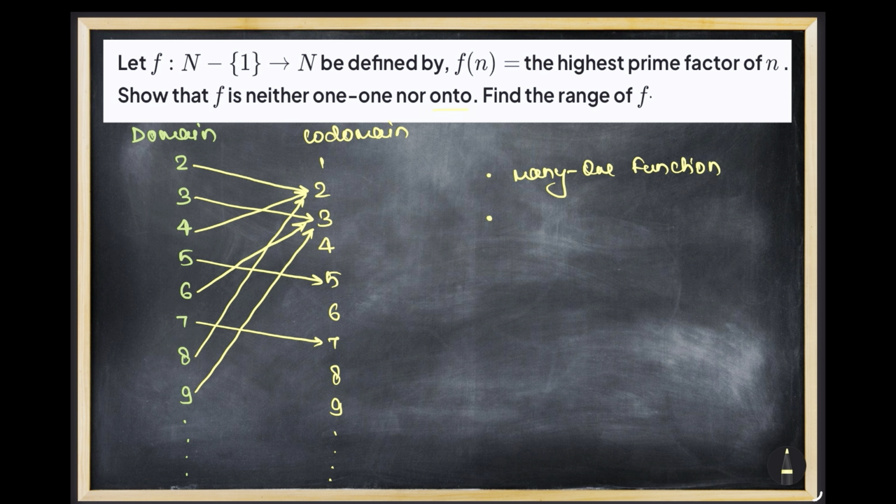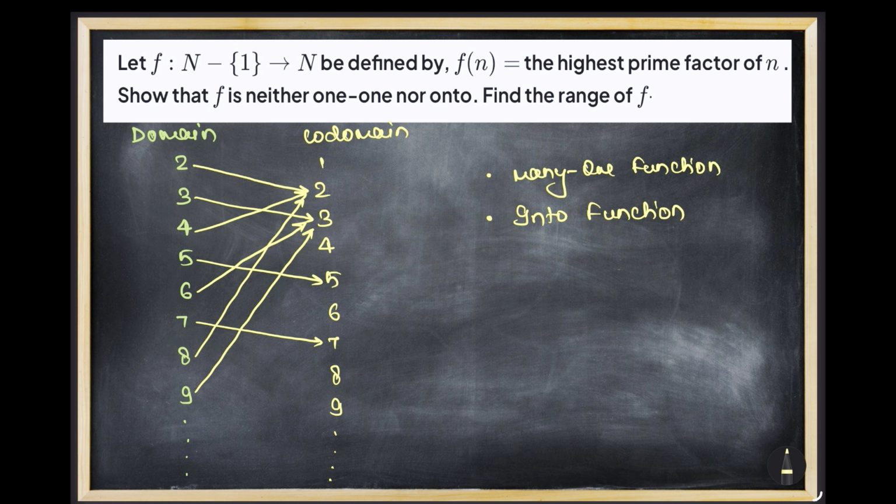Then we have to talk about onto and into. So if you observe the codomain, then range and codomain are not equal. You will never get output as 1. You will never get output as 6. You will never get output as 4. So codomain is not equal to range. This means it is an into function.